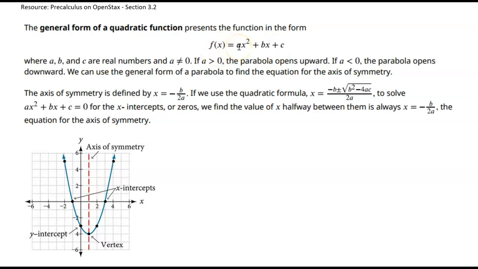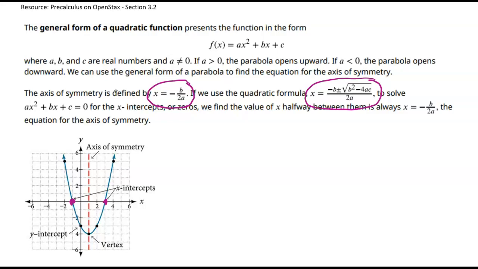If a is positive, then we know that the parabola, which is the graph of a quadratic function, would open up. If it's negative, it opens down. You can use this form to find the axis of symmetry. The axis of symmetry is going to be located at negative b over 2a. You can also use the quadratic formula written here to solve for the zeros of the function, or the x-intercepts.